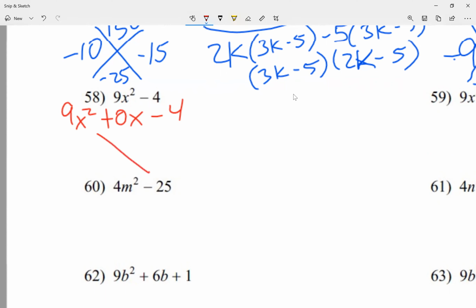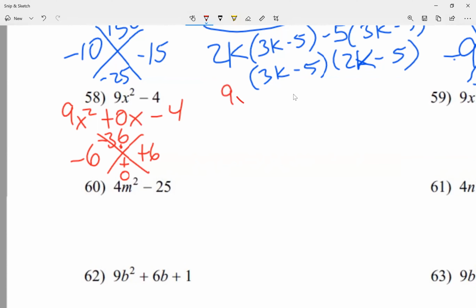And then I do my diamond method. I'm looking for two numbers that when I multiply equal negative 36, but when I add equal 0. Now I'm going to say, well, that's negative 6 and positive 6. And I can split my middle term. So let me write this as 9x squared minus 6x plus 6x minus 4.